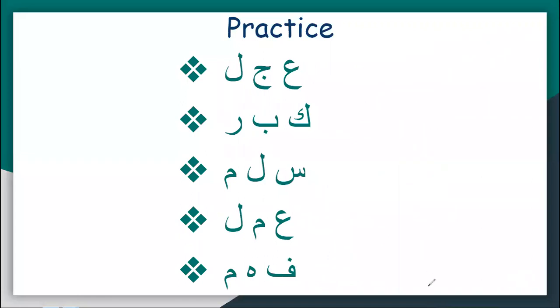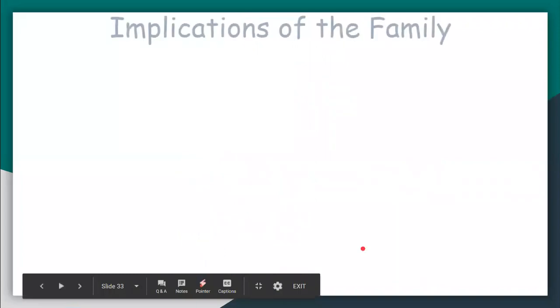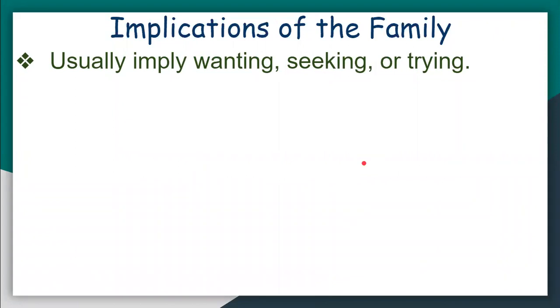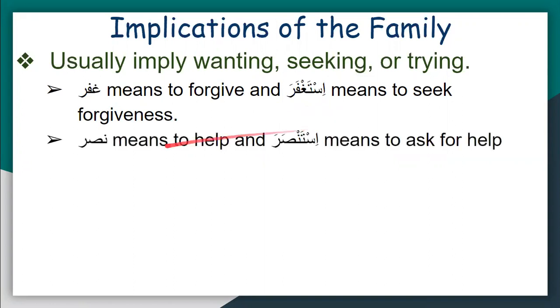Let me see the implication of this word. Basically it implies wanting, seeking, or trying. Those three meanings come if you see ist in front of a word. It means you want something, you are seeking something, you are trying something. Like ghafara means forgiven, and if you say istaghfara, that means you are seeking forgiveness. Or nasara means help. If you say istansara, it means you are asking for help.